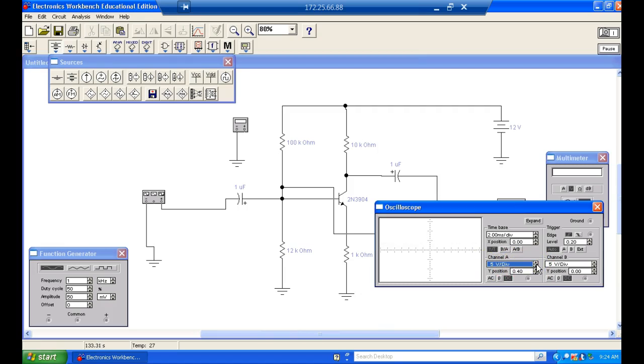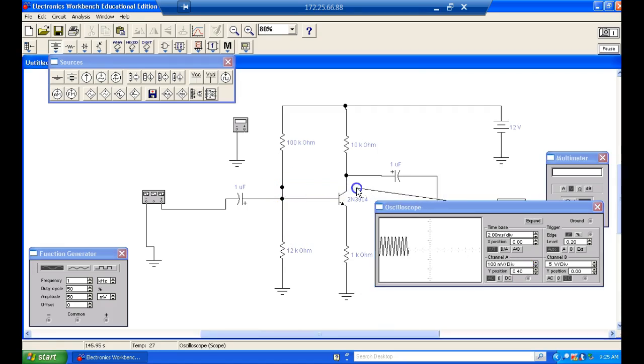Now, of course, what we're looking at is we're riding on top of DC, right? Can y'all see what I'm talking about? So we want our scope to block the DC and pass the AC. So what do I need to do? Yeah, we did change the AC coupling, right? And there we go. So here's our input, and then here's our output.